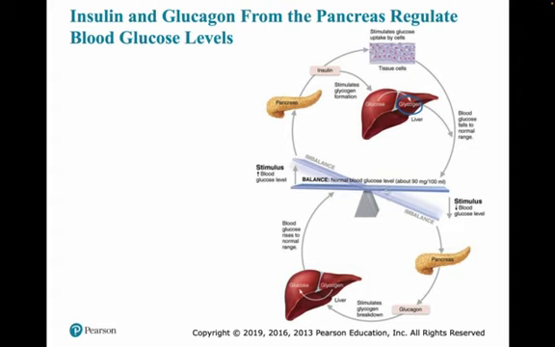Or if it's too low, then glucagon will be released from the pancreas, and that will do exactly the opposite. It will start releasing glycogen from the liver into the blood, and will start creating more glucose. Okay, and that will raise the glucose level in our blood. This is a pretty important figure to remember.